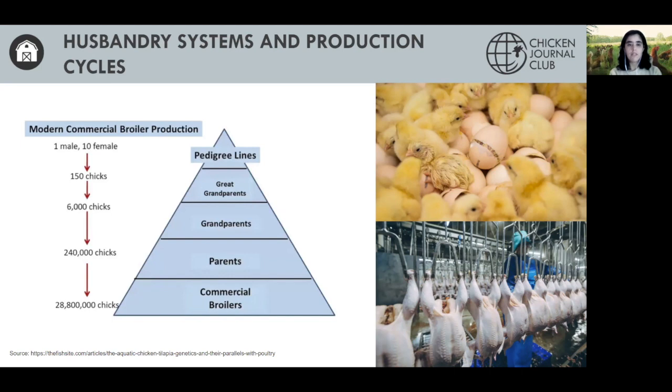Here is a breakdown of the number of birds produced in the industry from each farm. There is a reason chicken is called a big, cheap food, since the turnover time is so quick.